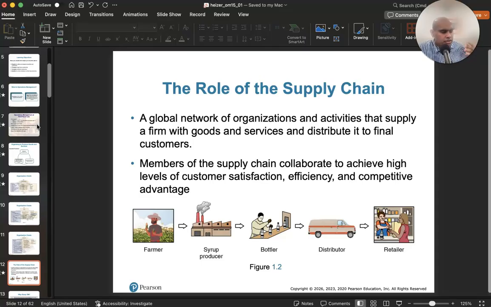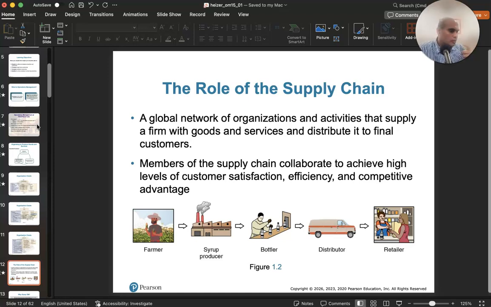So operations is how you manage these transformational activities within a single company, while supply chain is all the companies that are involved in transforming raw materials into finished products, right? So there are many companies. The example that you see here is, say, maple syrup. The farmer, then the syrup producer, the bottler, the distributor, and finally the retailer is the person selling the maple syrup to you, right? And that's the whole idea.